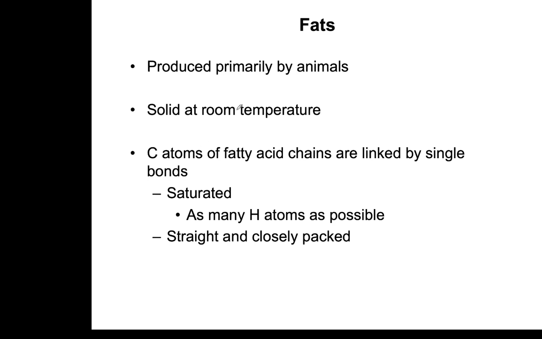Then what is the difference between fat and oil? Fat is produced primarily by animals. The state of fat is solid at room temperature. Carbon atoms of fatty acid chains are linked by single bonds. There are two types of fat: one is saturated fat, the other is unsaturated fat.